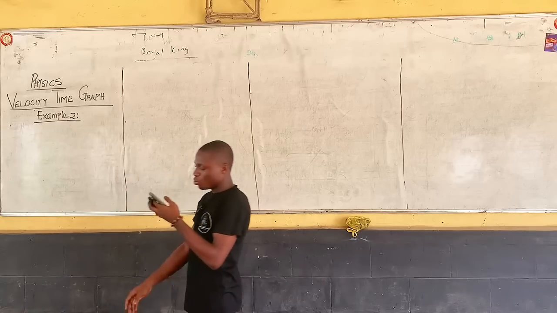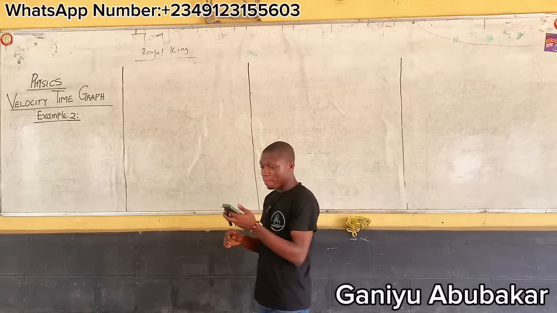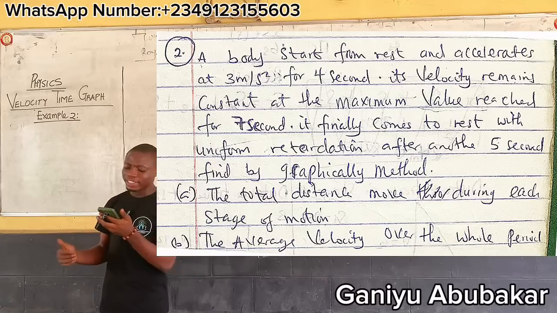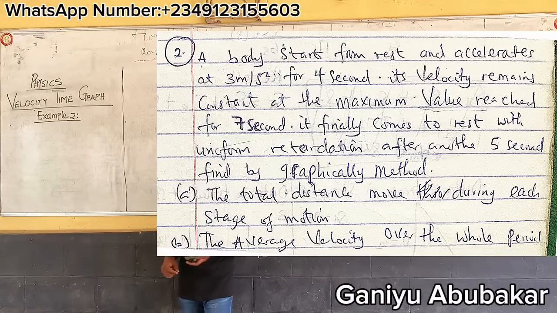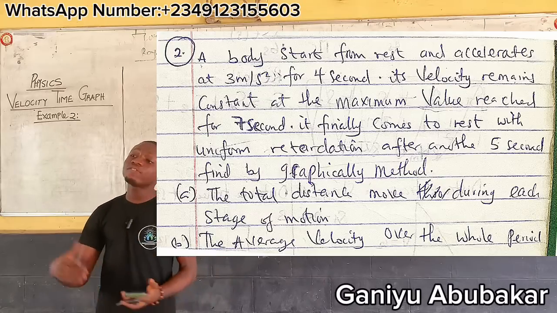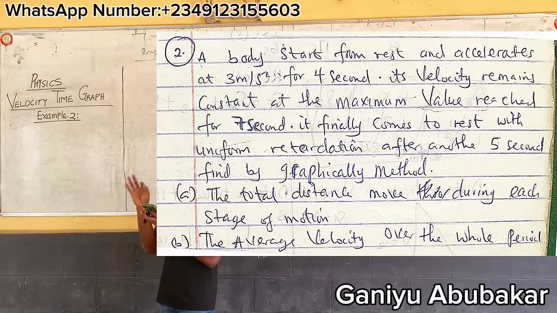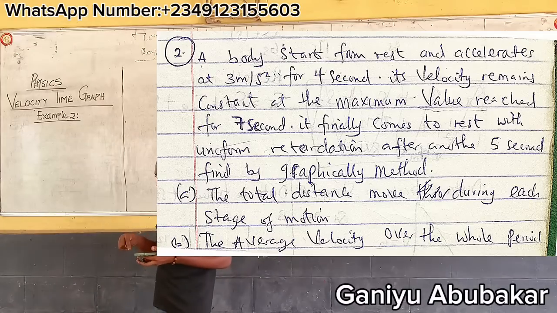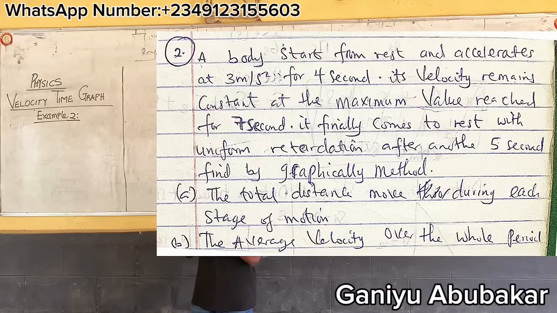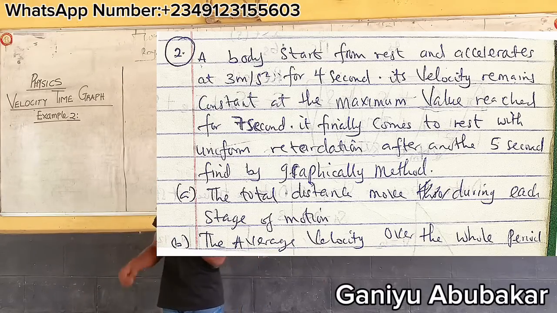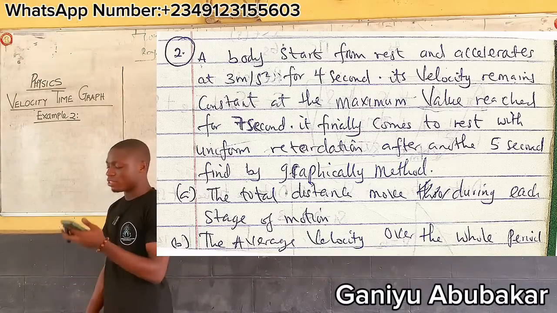Let's do question 2. A body starts from rest and accelerates at 3 meters per second squared for 4 seconds. Sorry, it's 3, not 30.